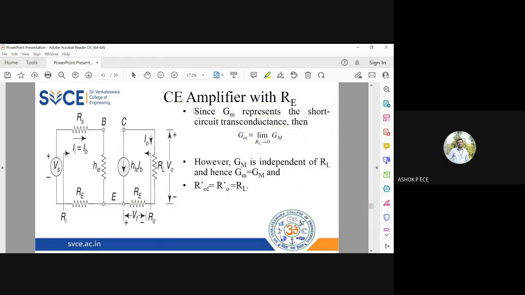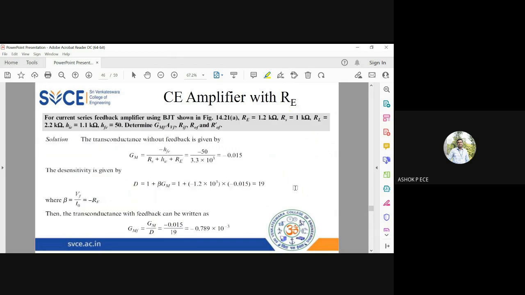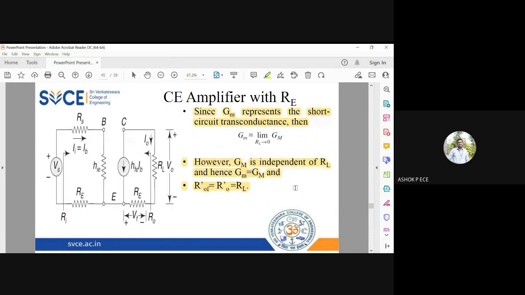And similarly, you can also find GM from the value of transconductance, whatever we have given. So in GM, you see it is independent of RL. So when you consider all the resistances to be same, you can see the GM to be independent of the load resistance RL. So this is going to be one example of current series feedback where you are going to have a common emitter amplifier with emitter resistance RE.